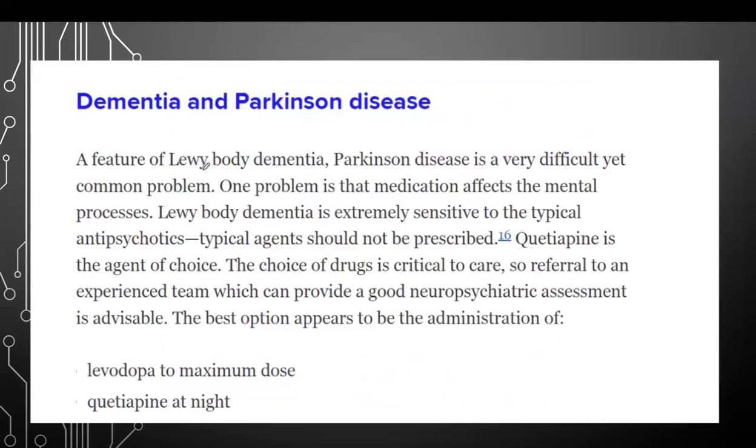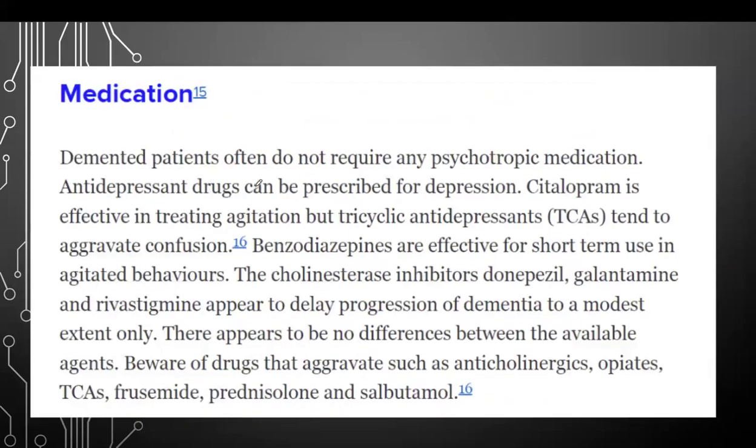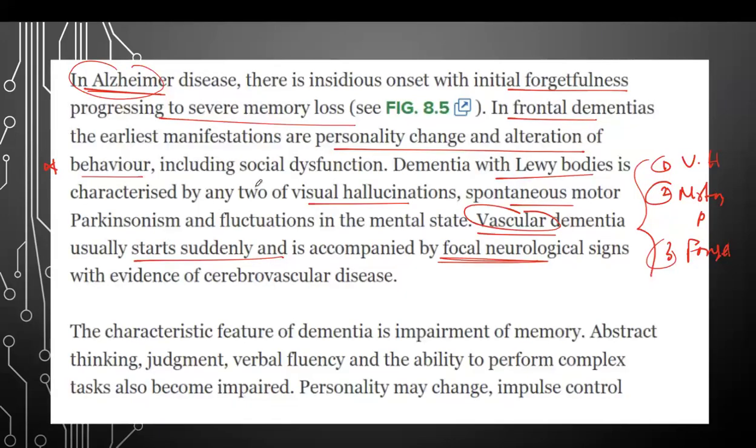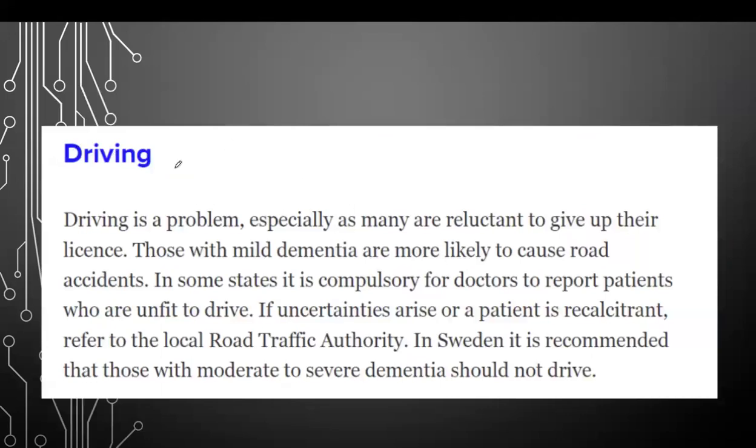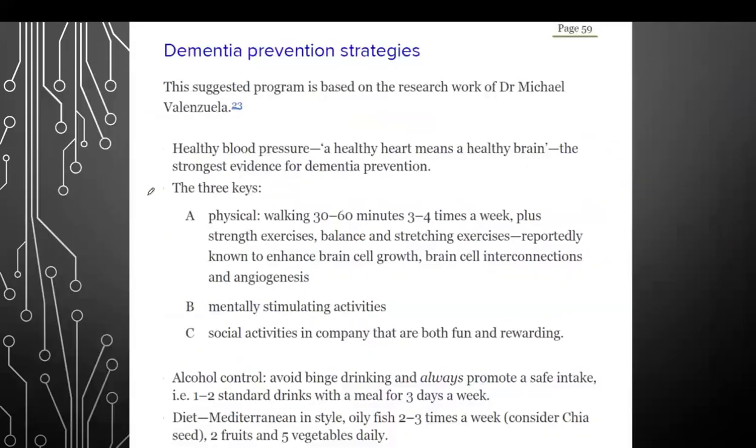Okay, so this is mainly what you need to know from dementia. You need to know what dementia is, what the main symptoms are, and what the types of dementia are. Other things you can give a read, whatever is written in here, not important. Dementia preventive strategies: healthy blood pressure is really important to prevent dementia. Physical activities, mentally stimulating activities, and social activities are all important for dementia prevention.